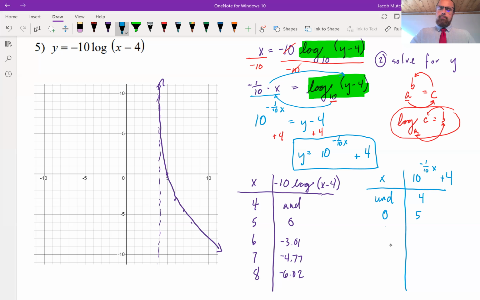negative 3.016, negative 4.777, and negative 6.028. So it is an unusual way to write the table. We're going from right to left with our x values, but that's okay. We can do it. So at 4, it's undefined, which tells me for this inverse, my asymptote is horizontal.